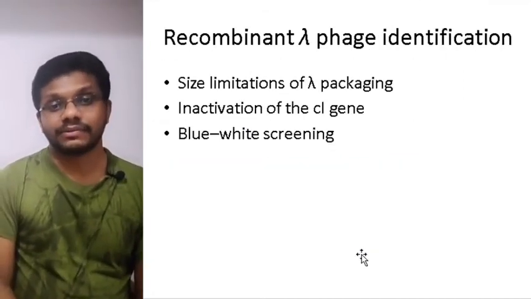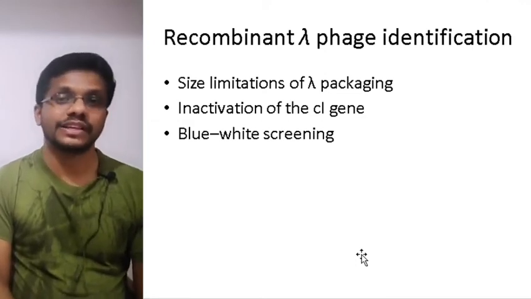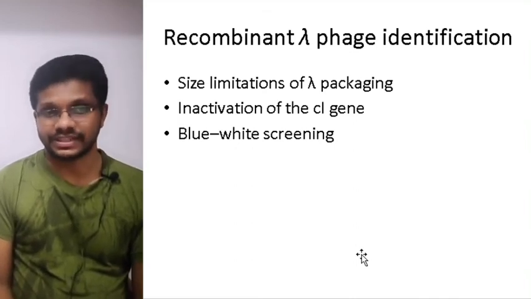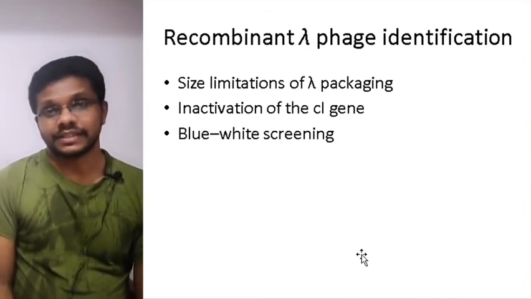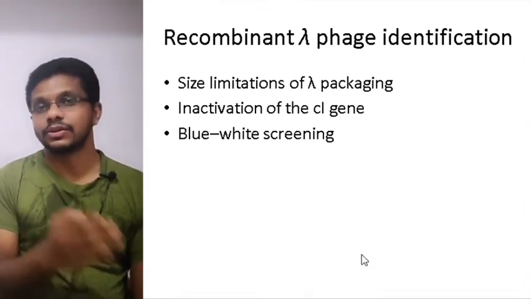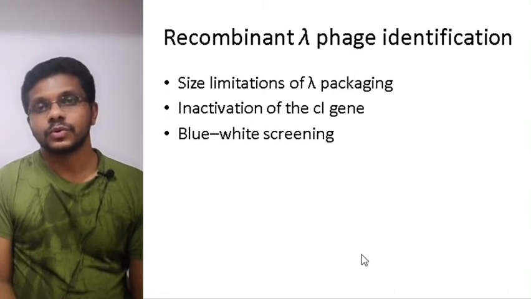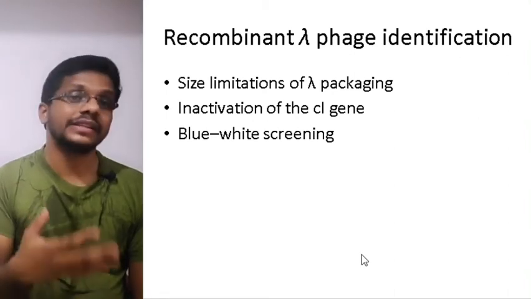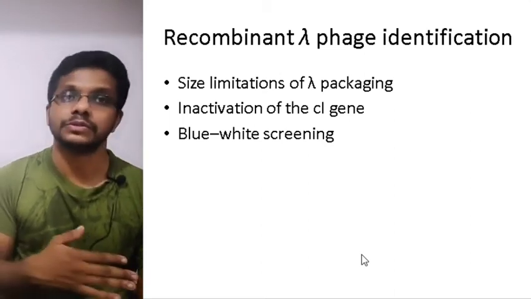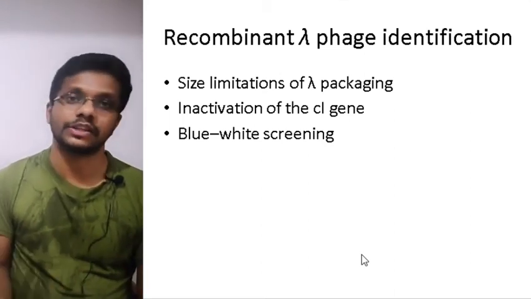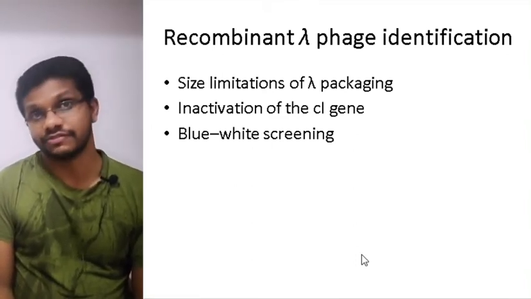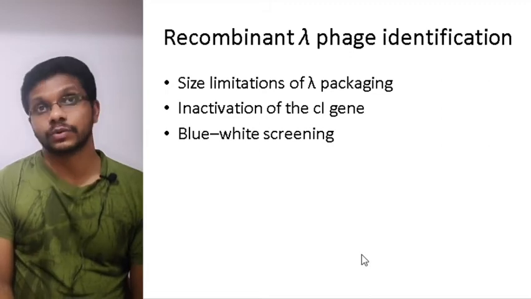One advantage of lambda phage is that identification of the affected cells is easier than with plasmid vectors. One thing is the size limitation. If the DNA size is between 37 to 51 kilobases, then only the packaging will happen. In some cases, if the vector is not taking up the DNA of interest, its size may go down below 37 kilobases. Then the packaging does not happen. If packaging does not happen, it does not produce an infectious virus, so there won't be any plaques.